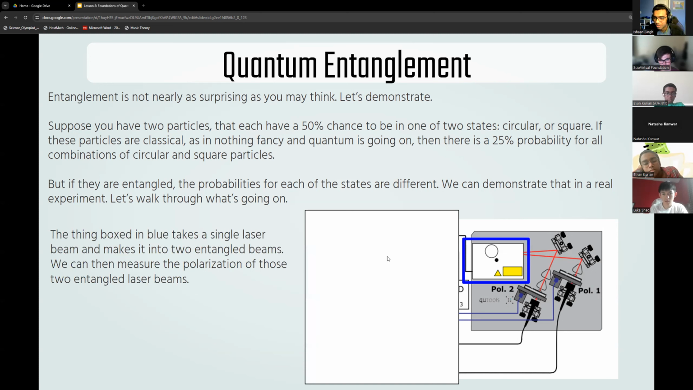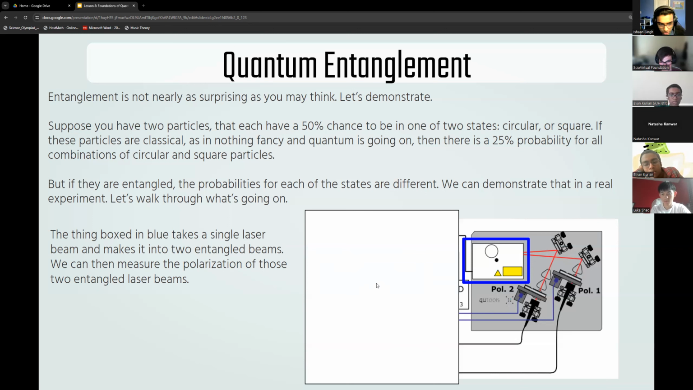We're going to block the left part of this diagram and ignore everything that's going on there. All that is a laser. That's all I'm going to say about that. The thing boxed in blue takes that single laser input and turns it into two lasers. The process is called spontaneous parametric down conversion, which is a fancy way of saying I take my apple and I cut it in half. That's all it's doing. It's cutting your laser beam in half and making it into two new laser beams, okay?